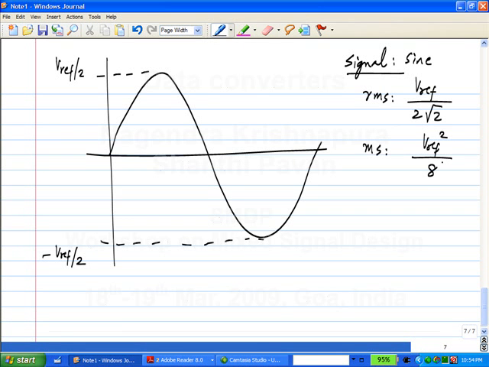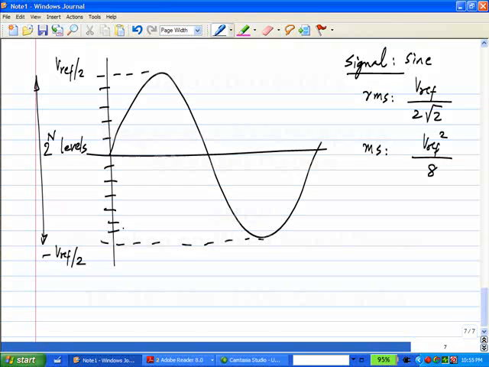Now, let's say I have 2 raised to n quantization levels between the two. Why it's a power of 2 we'll see later. It's a convenient number to realize. That's why most of the time you realize a number of levels which is an integer power of 2. So let's say I have 2 to the n levels.